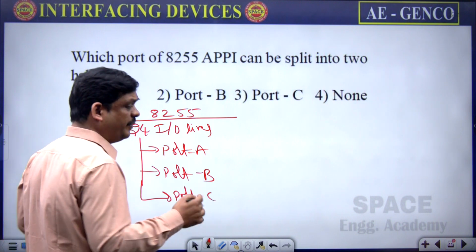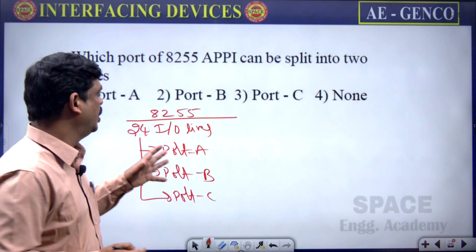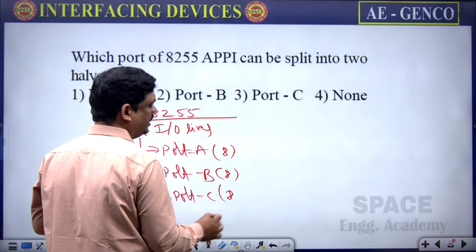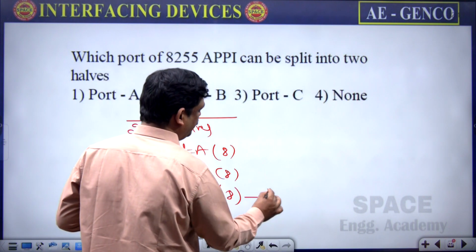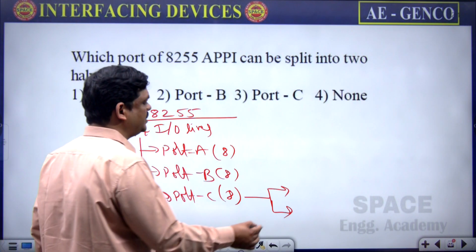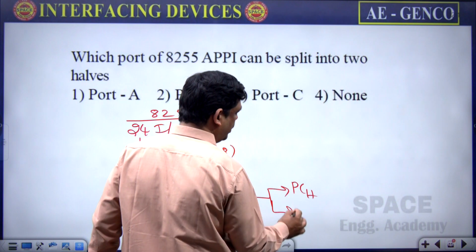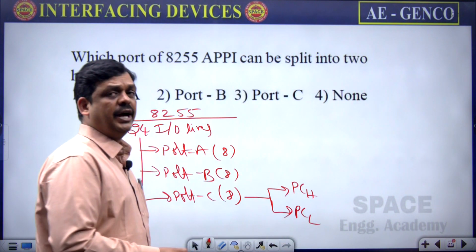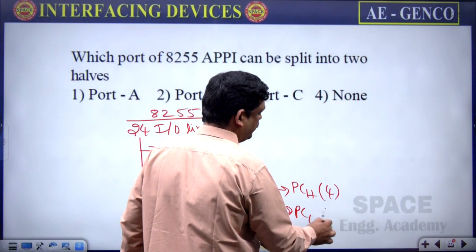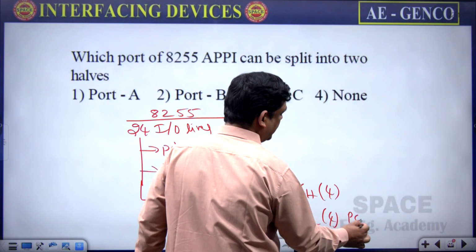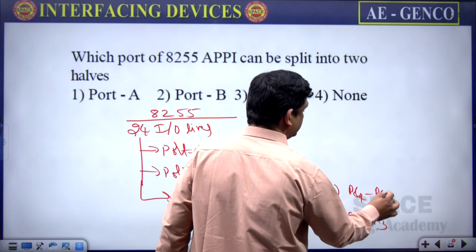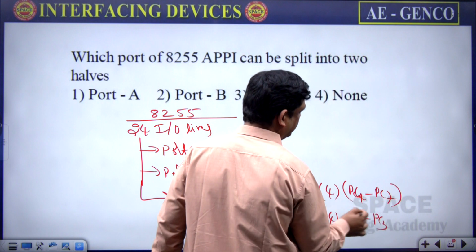What is a port here? A group of 8 lines is called one port. So each port consists of 8 lines. But port C is divided again into two parts. One part is called PCH and another is called PCL, that is port C higher nibble and port C lower nibble. Each part consists of four lines, PC0 to PC3 and PC4 to PC7.